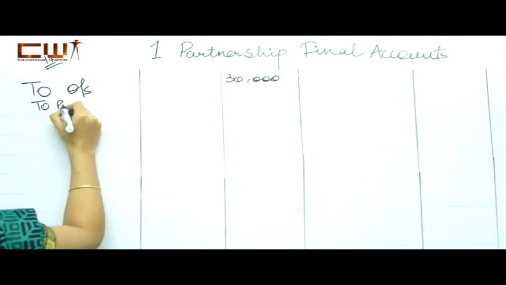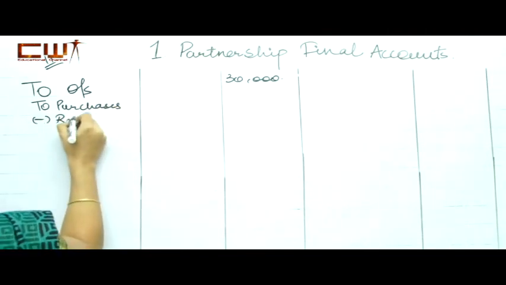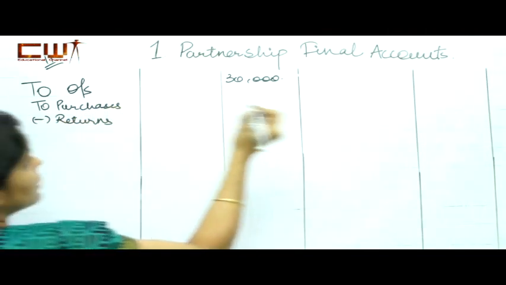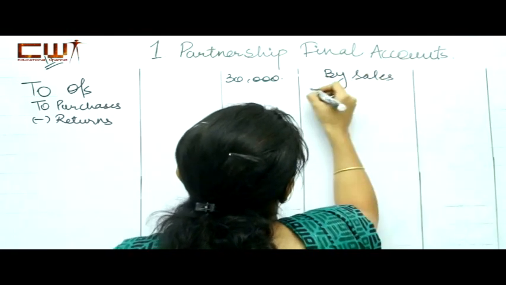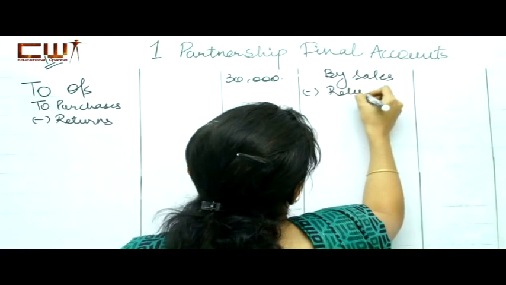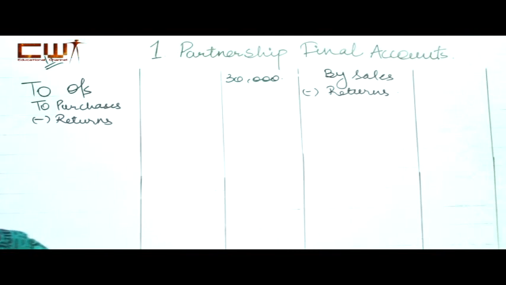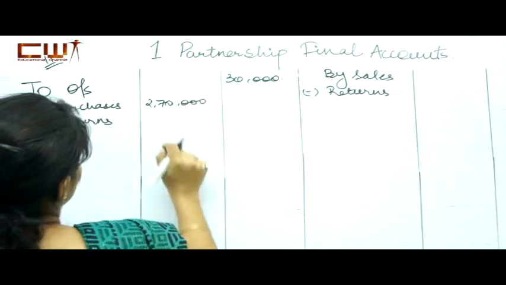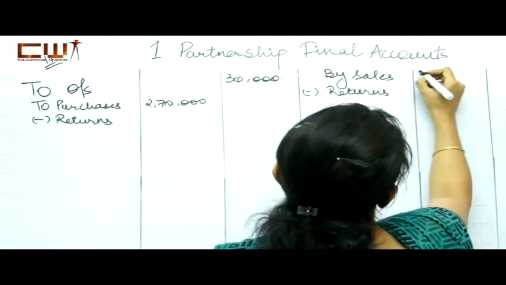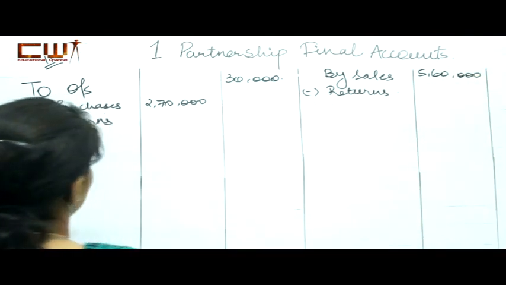What is next? Purchases less returns, right? Next you have sales less returns, right? Now understand the concept of purchases, right? The purchases and the sales amount 2,70,000 and 5,60,000. This is 2,70,000 and sales is 5,60,000. Alright. Then you have the returns.